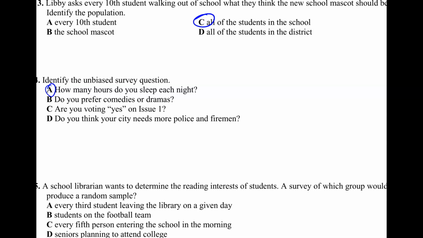Are you saying, are you a night owl who only goes to bed at 2 a.m. and blah, blah, blah, right? We're not limiting them or leading them to a question. We're just having them answer. It's just very neutral. B, do you prefer comedies or dramas?